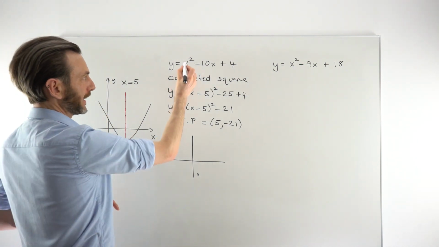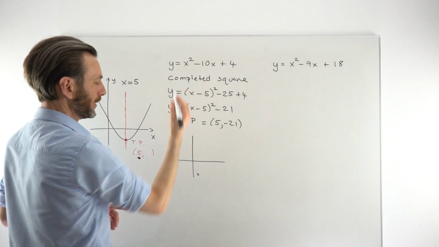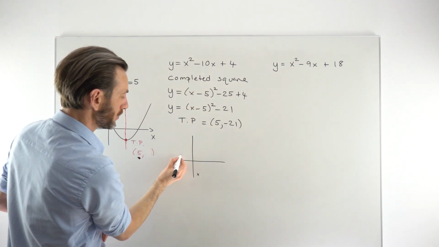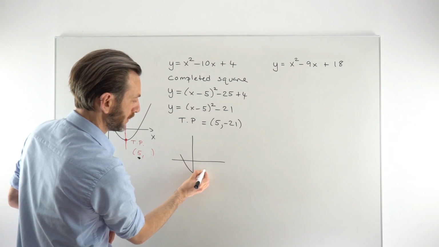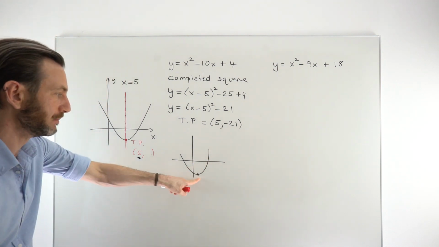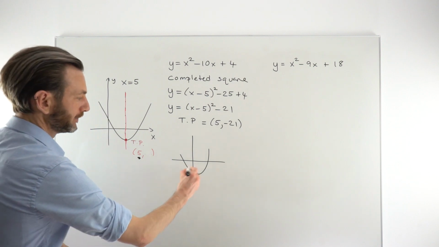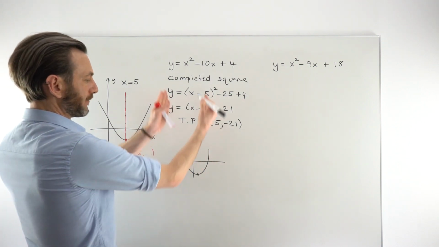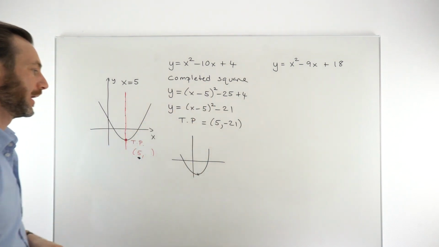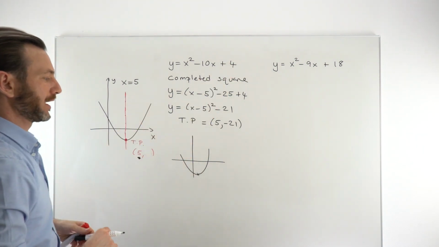The quadratic's got a positive x squared term, which means that the parabola goes this way with a minimum turning point rather than being upside down. Remember that in reality, parabolas carry on forever. We only draw part of them. So these guys would carry on forever.